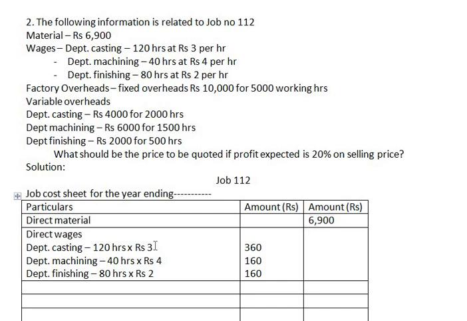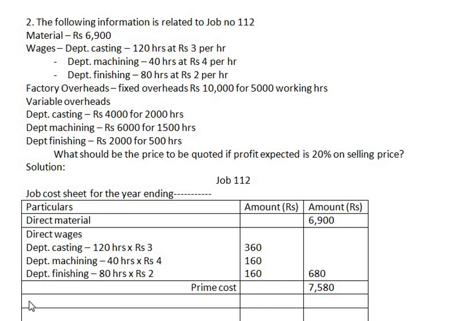Now make the total of all these and write it in the outer column. So the total is 680. Now add this to materials, that is 7,580. This is what is called prime cost.